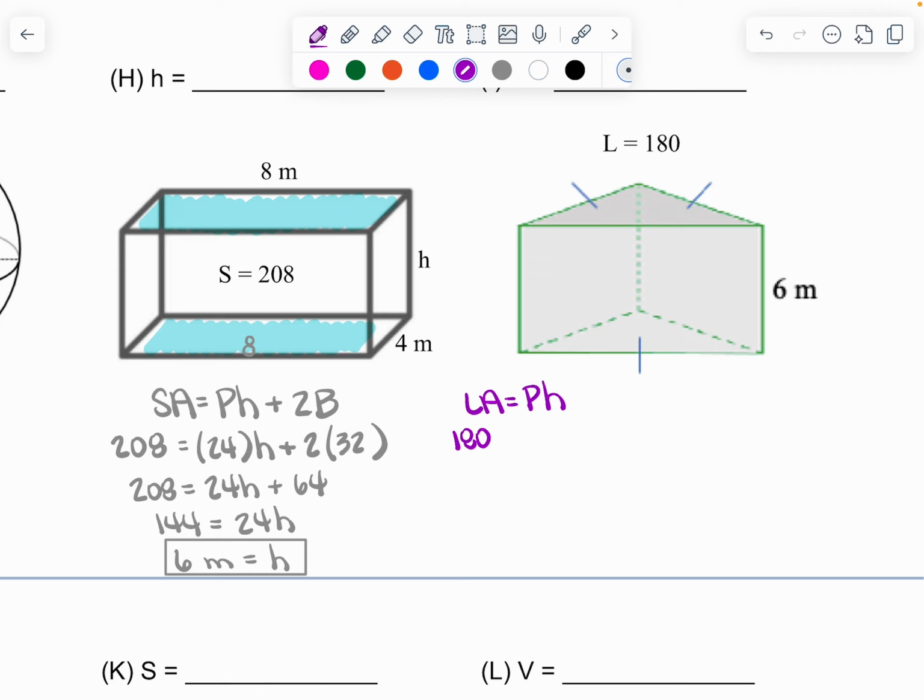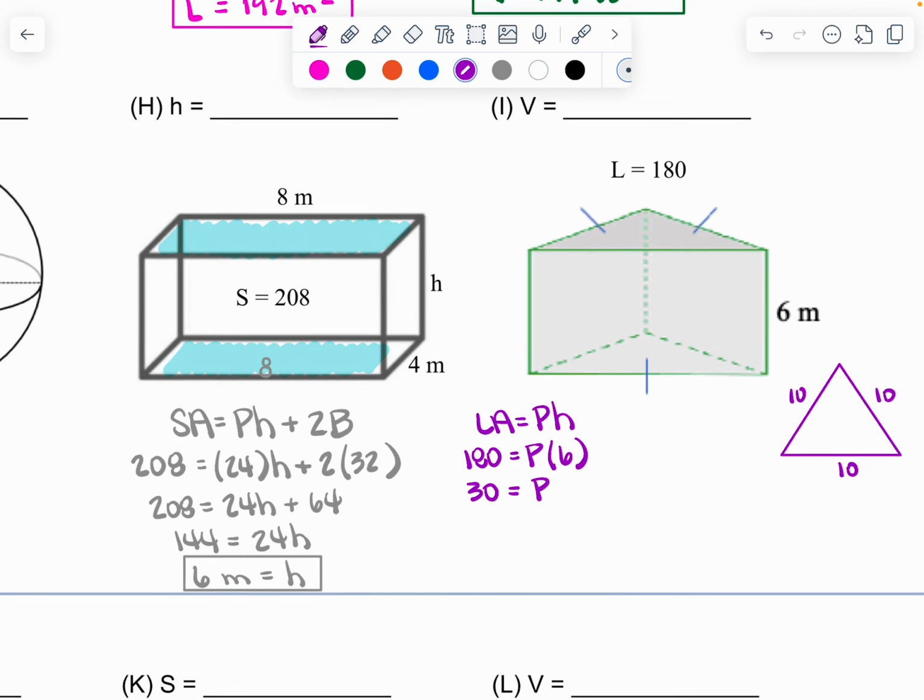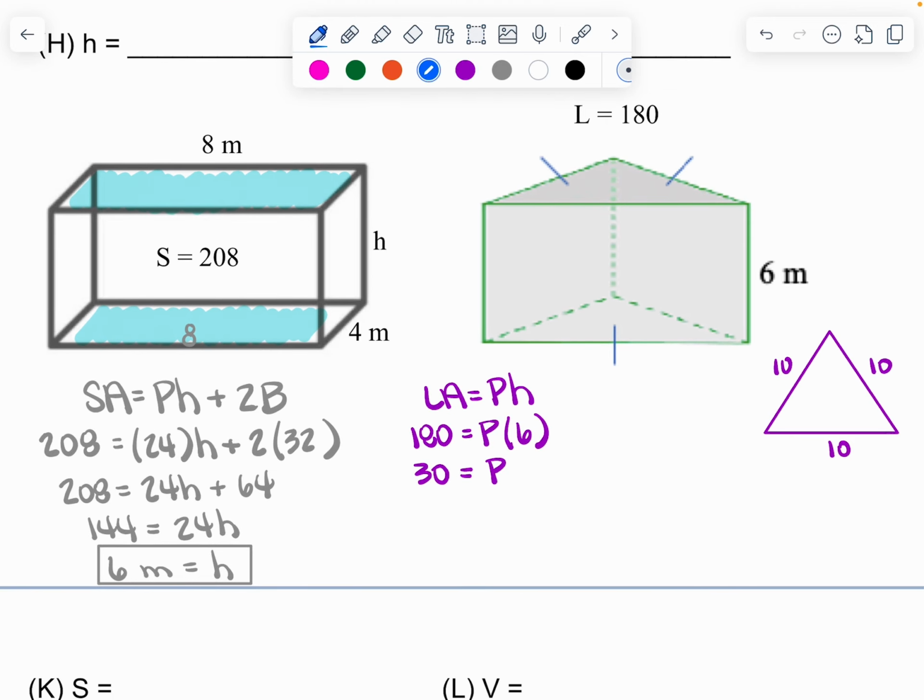So this is kind of going to be multiple parts. So here we go. The lateral area of a prism is pH. Okay, so that's 180 equals the perimeter times the height. So that means solving the algebra equation that the perimeter is 30. Well, if it's an equilateral triangle, then that clues me in that if the perimeter is 30, each one of the sides has to be 10, because we're evenly dividing the perimeter into 3 congruent sides for our triangle base.